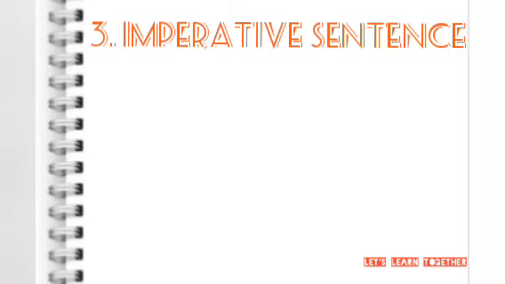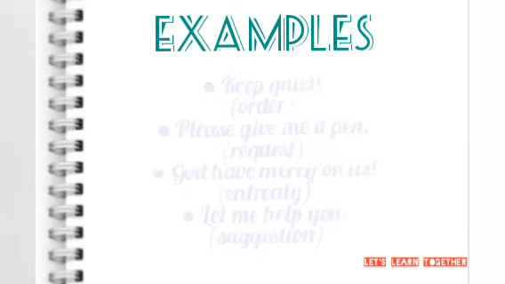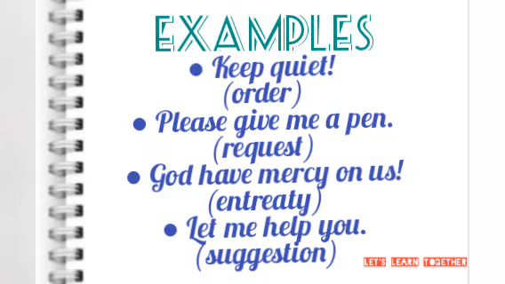The next sentence is known as an imperative sentence. A sentence which gives an order, makes a request, an entreaty, or a suggestion is known as an imperative sentence. Let's see a few examples. Keep quiet. Please give me a pen. God have mercy on us.